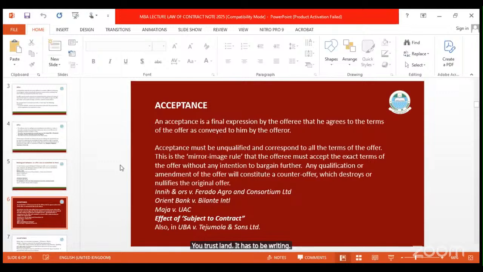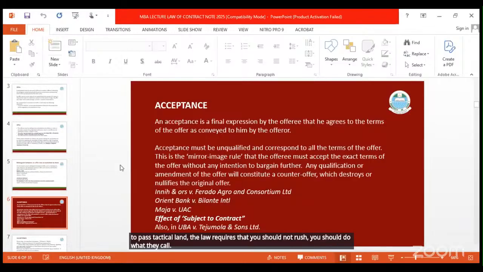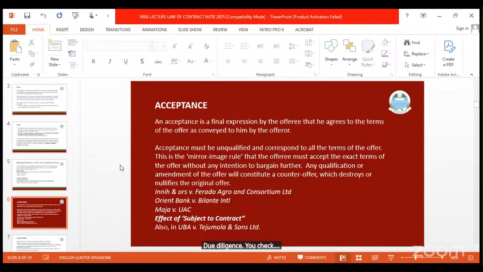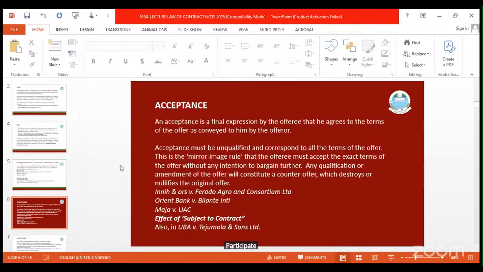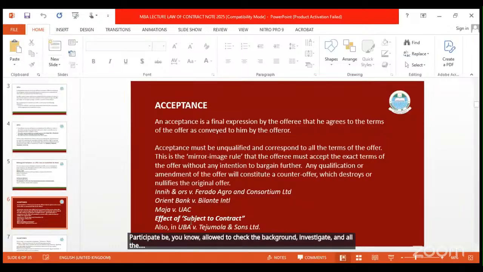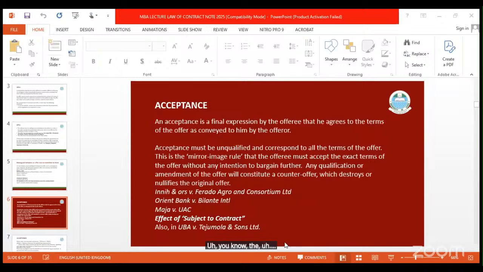Now, usually when you want to pass title in land, the law requires that you should not rush. You should do what they call due diligence. You check whether the person you want to acquire that title from has an effective or defective title. At the same time, you may be needing money. So the parties may be allowed to check the background, investigate and know the effectiveness of the title of the person selling.